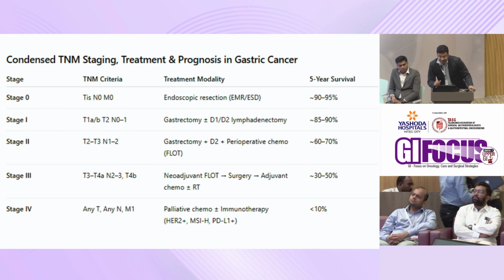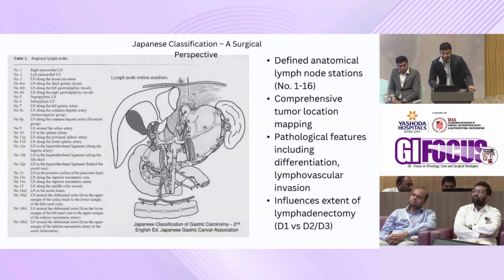You can look at the prognosis, the 5-year survival, and this is why staging becomes very important. As you go down the stages, the survival drops rapidly. The Japanese were extensive with their lymph nodal dissections, and that is what has defined today's D1, D2, D3. They are very comprehensive with the tumor location, and they also include lymphovascular invasion.